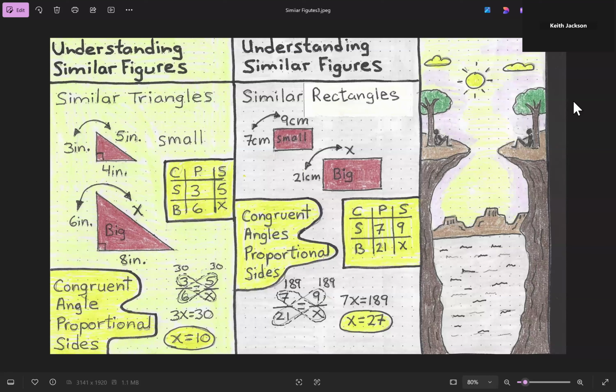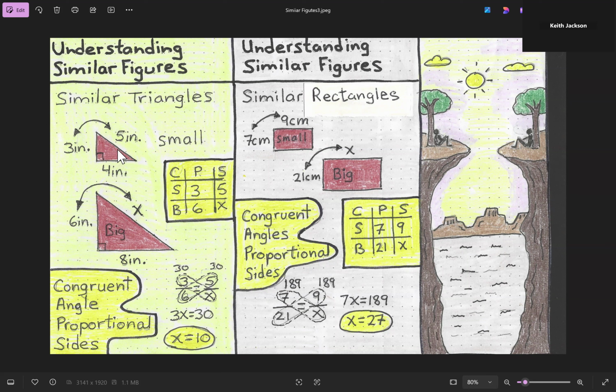In this video, we're going to continue our study of similar figures, keeping in mind that similar figures have congruent angles and proportional sides. What we're going to do is look at two similar triangles, and then we're going to look at two similar rectangles. Let's go to our first big example in which we have these two similar triangles.